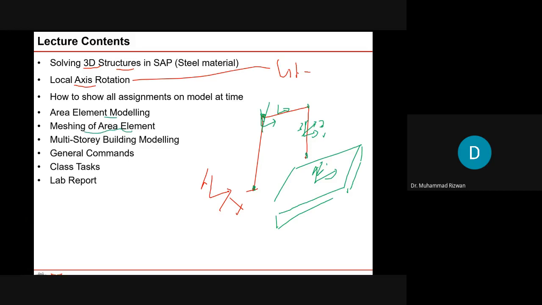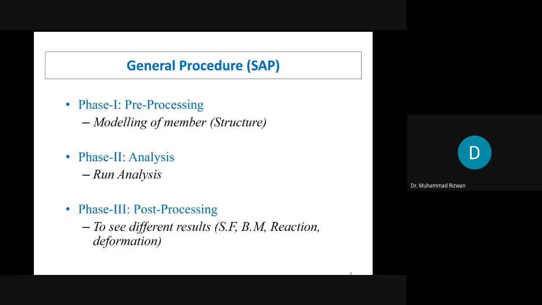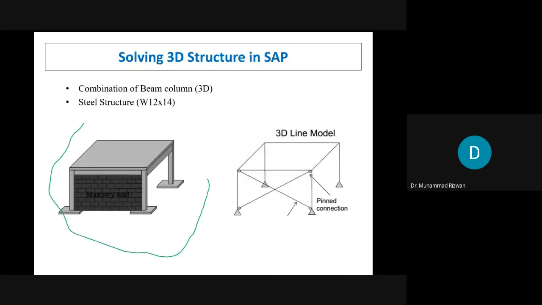We also discussed the meshing of these area elements, and then we solved a more general multi-story example. Again, these are the general steps: pre-processing, analysis, and post-processing. You are already familiar with these steps. Here we solved a typical one-story 3D structure, as you can see. This is a real structure represented by these beam and column line elements. Even this wall has been modeled with brace elements.